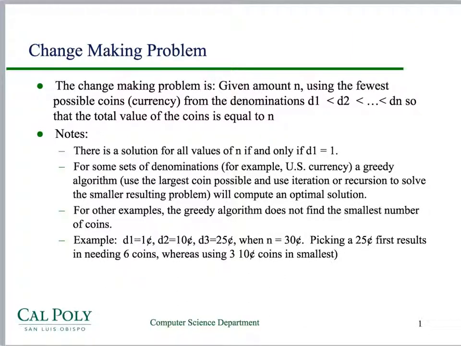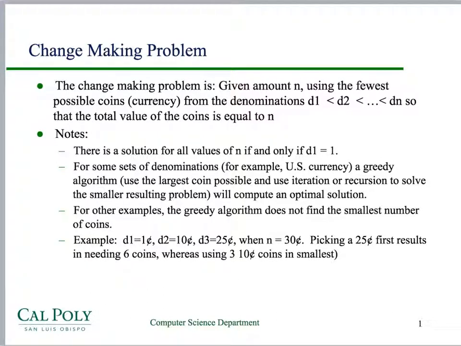This is a short screencast to explain using dynamic programming to solve the change-making problem. So what is the change-making problem? Given an amount of money n, use the fewest possible coins from denominations d1 through dn so that the total value of coins is equal to n. So we're trying to minimize the number of coins that we're going to use.